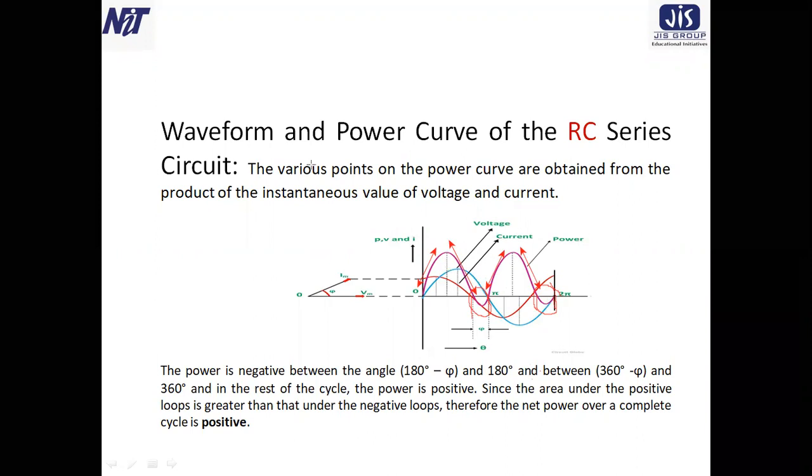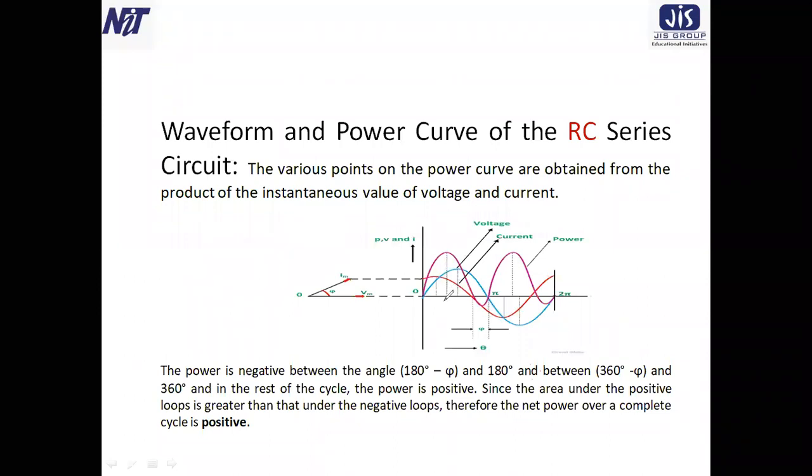Since the area under the positive loops is greater than that under the negative loops, yes, obviously, because the positive waveform area is more than the negative area. Therefore, the net power over a complete cycle is positive. So the net power over a complete cycle will be positive for series RC circuit. I think this part is also clear to all of you. And if you follow carefully, you will be able to understand that.